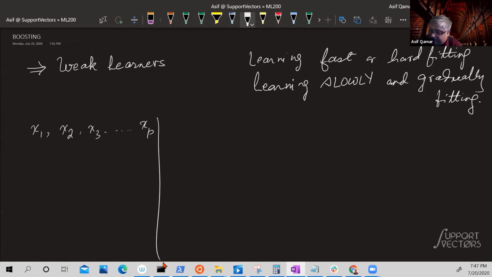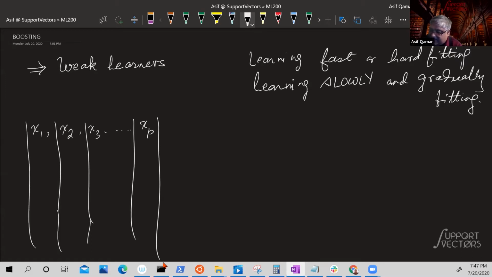Let us say that you have p predictors. These are your predictors, and these are your values. The first value would be something, and then there is a label, y. This is the reality.